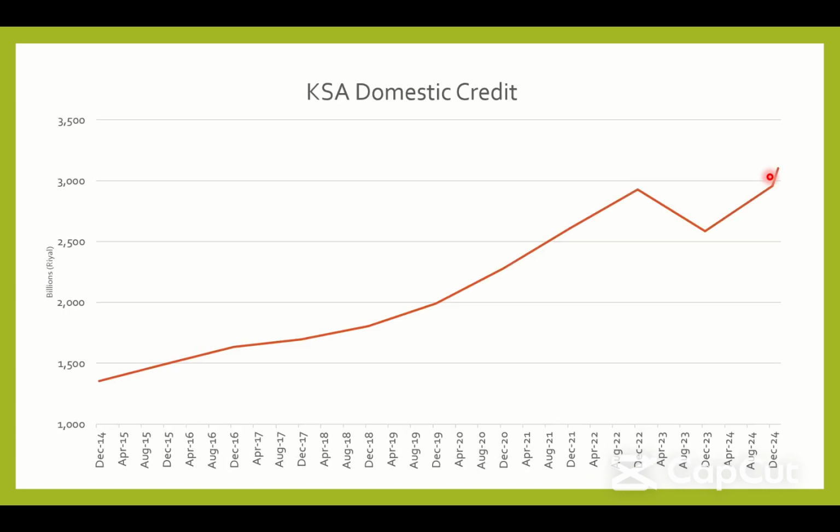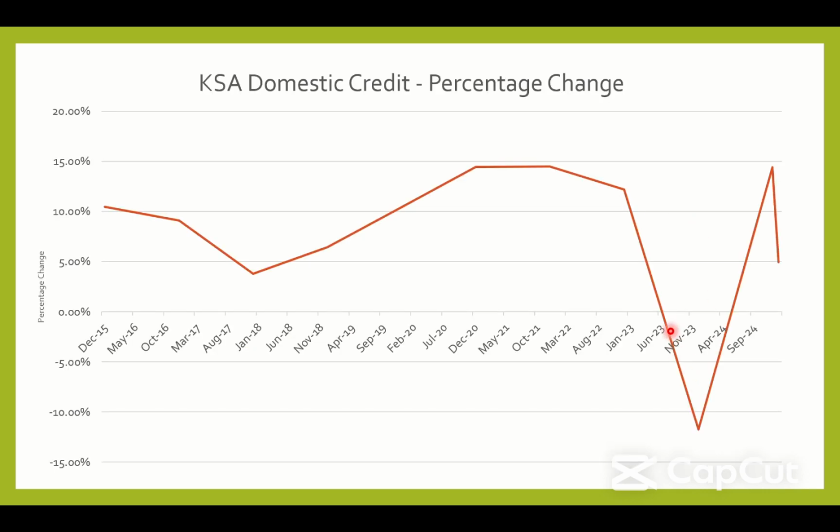Now this is the domestic credit graph for Saudi Arabia. Again, a similar pattern was experienced in Saudi Arabia. The only exception was that in Saudi Arabia, after December 2022, domestic credit decreased. So as a result, the percentage change is negative, indicating a decrease in domestic credit.